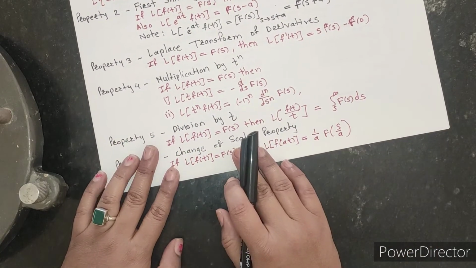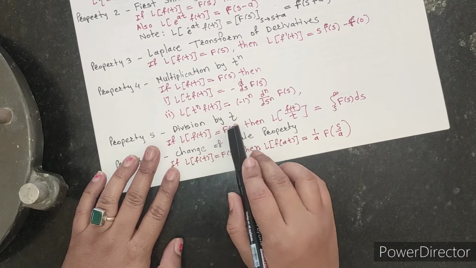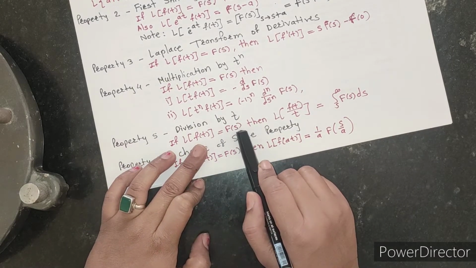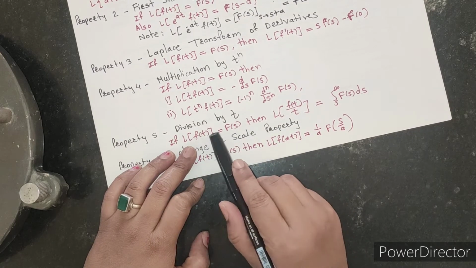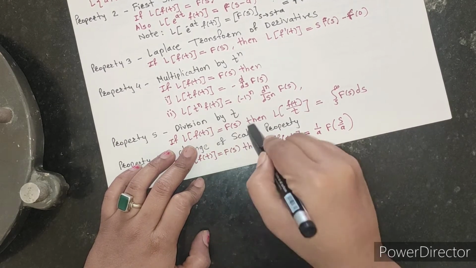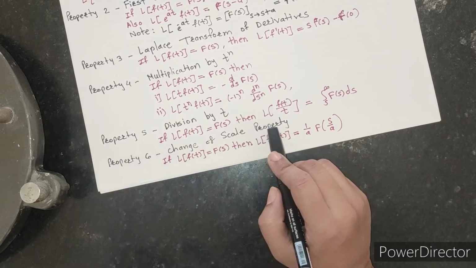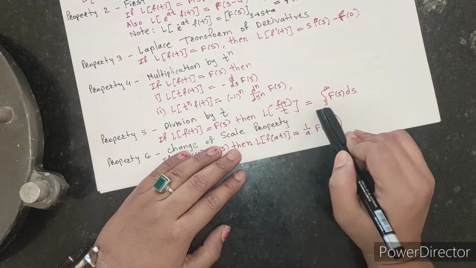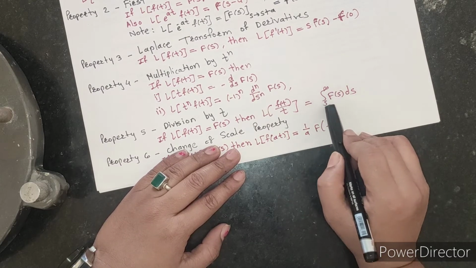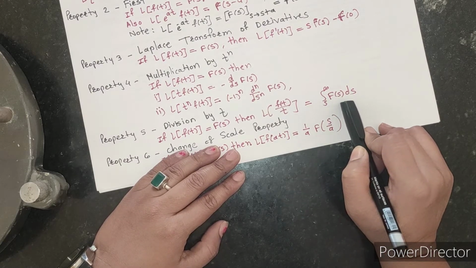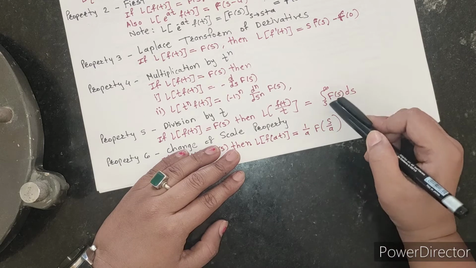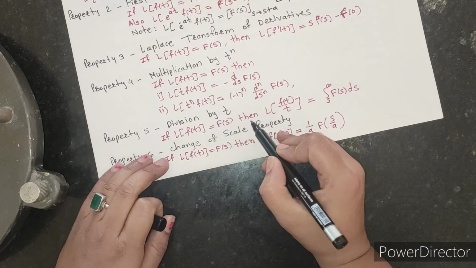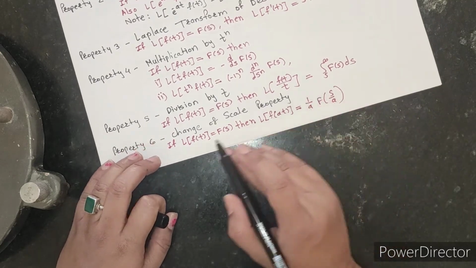Now fifth property is division by t property. If L of f(t) is equal to F(s), that means Laplace transform of f(t) is F(s), then Laplace transform of f(t) upon t is equal to integration of F(s) with limits s to infinity. This is division by t property.